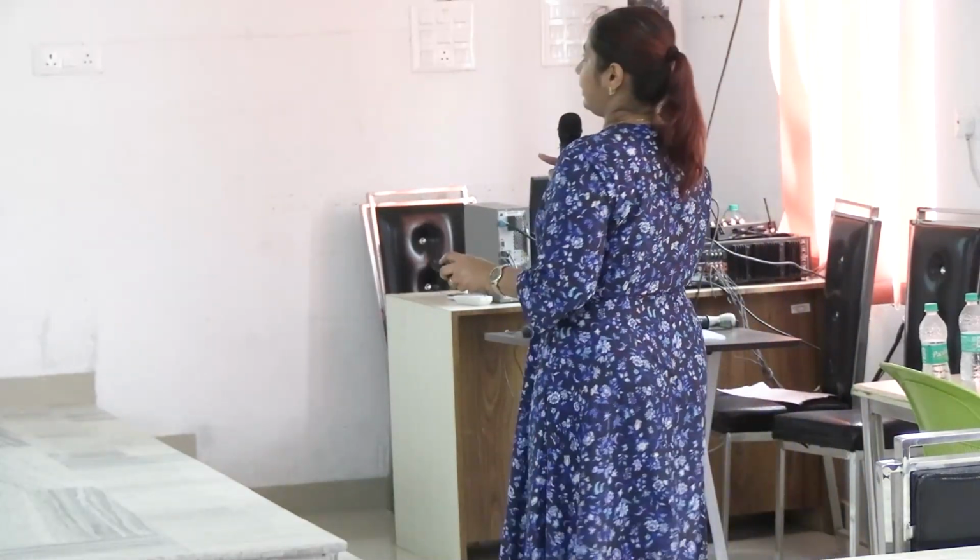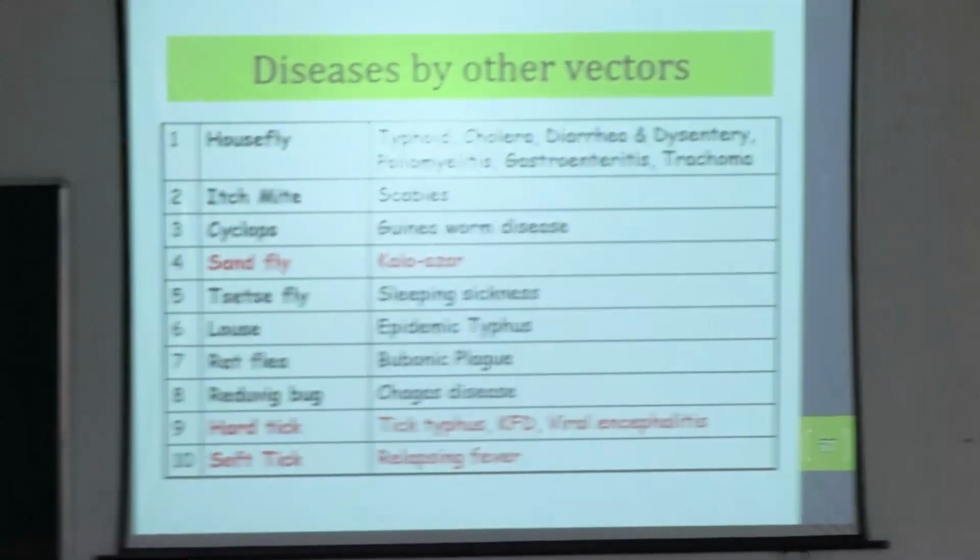now what are the other vectors that are causing this vector-borne disease? Mosquitoes হলো, আর কি কি ভেক্টরস থাকতে পারে যেটা ডিজিজ করতে পারে?